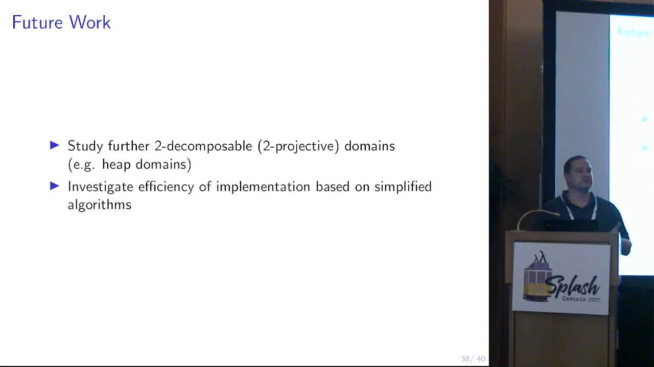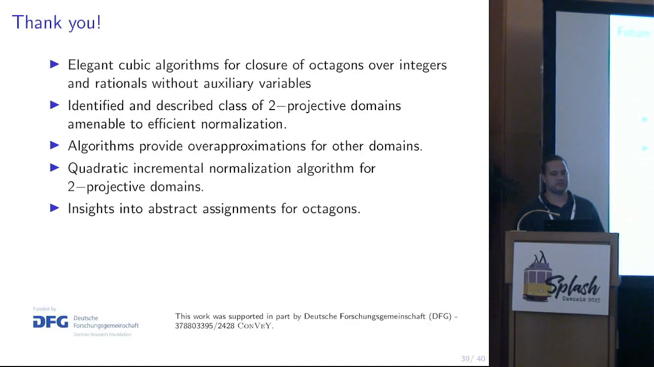And it would be interesting to compare whether these insights that we had on these normalization procedures actually lead to any improvements to, say, the implementation in Apron or Elina, or whether the improvements here really are only the simplicity of the proofs. And with this, I'd like to thank you, and I look forward to any questions.